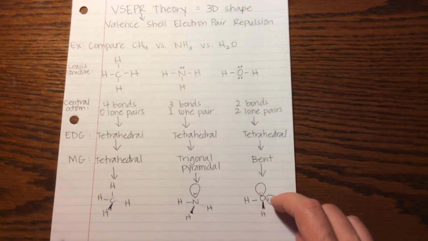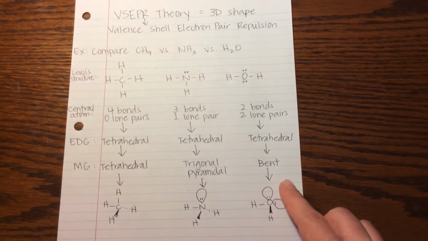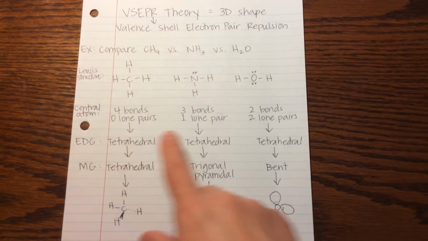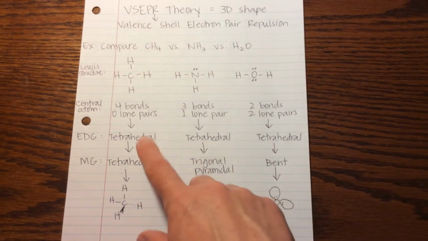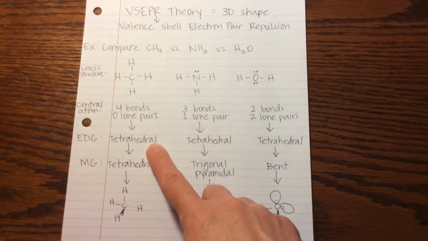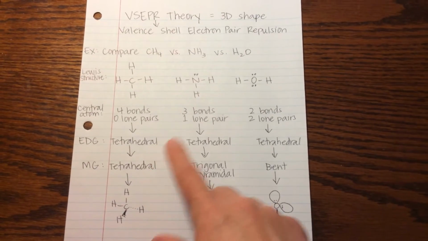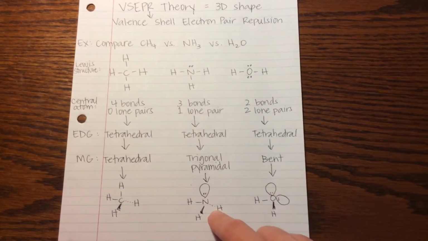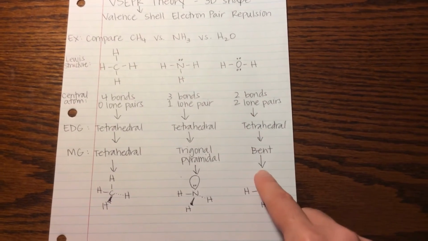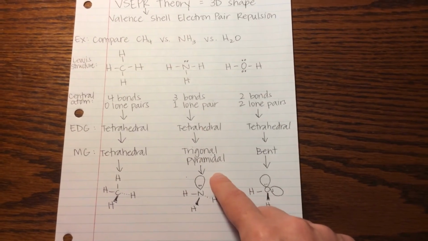And so the 3-dimensional shape comes directly from the number of lone pairs, right? All 3 of these have the same electron domain geometry. They're all tetrahedral. So they all are based on the tetrahedral parent shape. But when we factor in those lone pairs, that's what gives us our final molecular geometry. 2 lone pairs gives us bent. 1 lone pair would give us trigonal pyramidal.